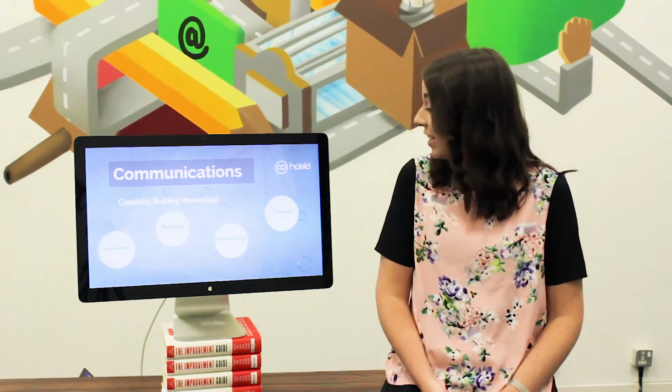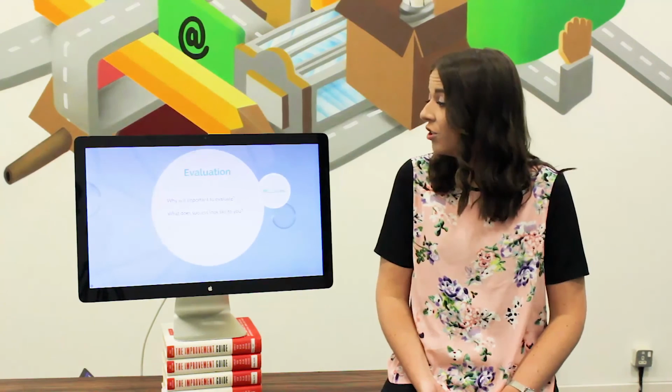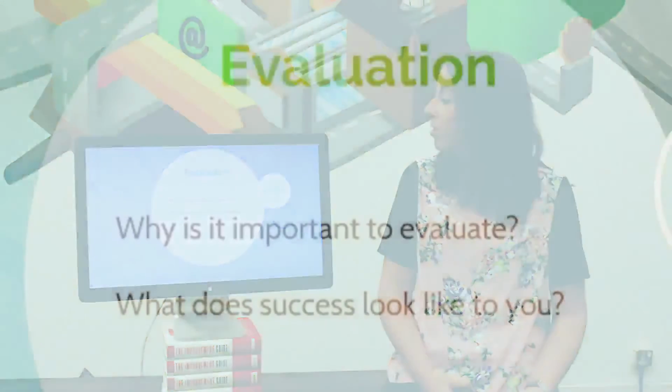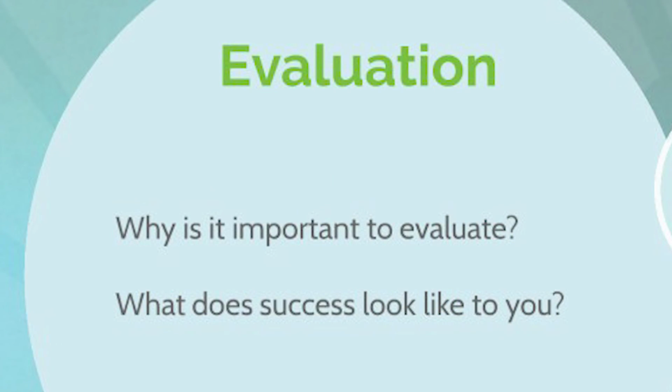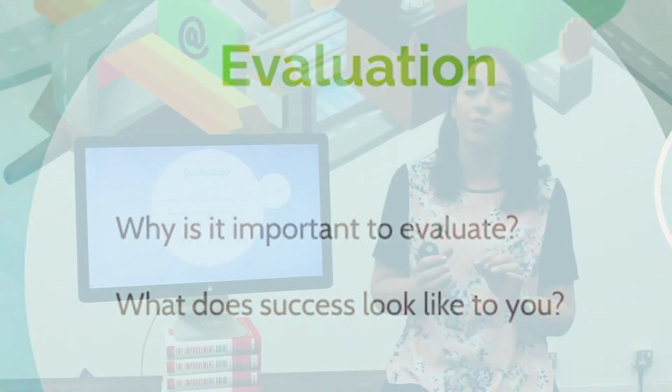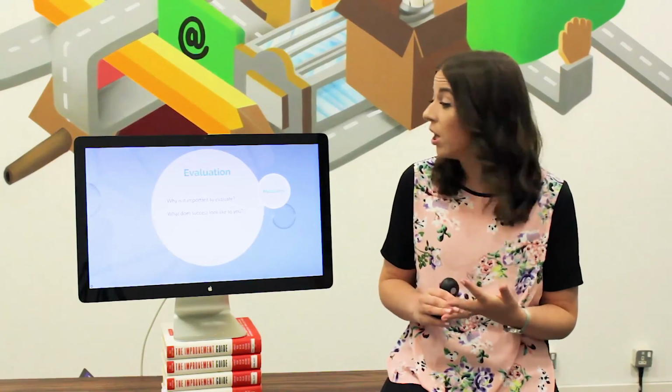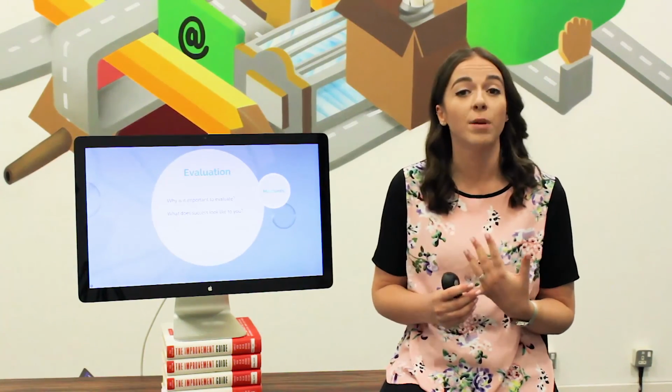So the final part of your strategy that's really important is the evaluating section. So you really need to understand, why is it important to evaluate and what does success look like for you? You really need to be identifying that within your objectives section of your plan. You're using those SMART objectives so that you have realistic timescales, so that you can understand any key evaluation points.